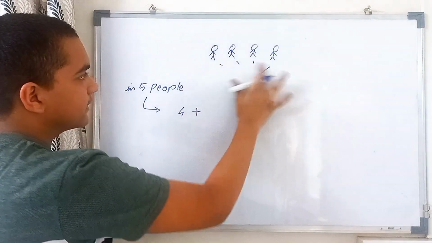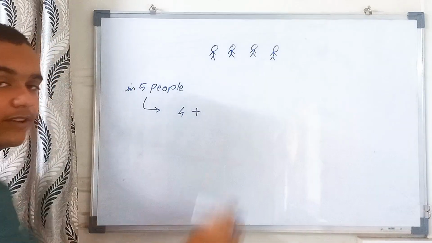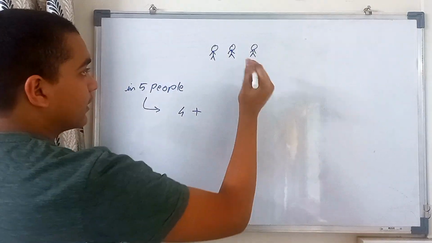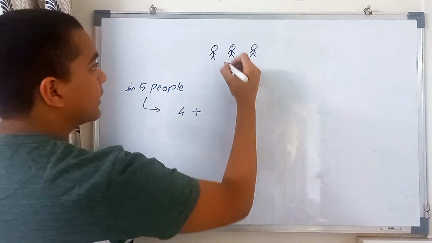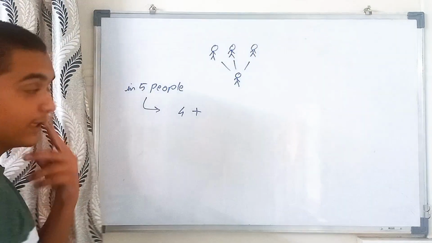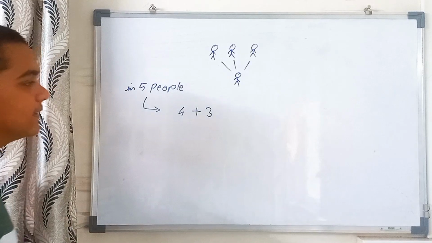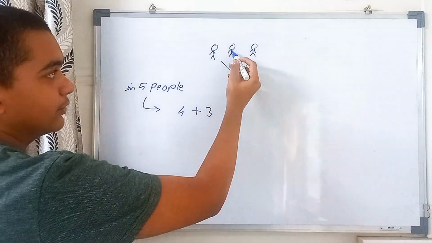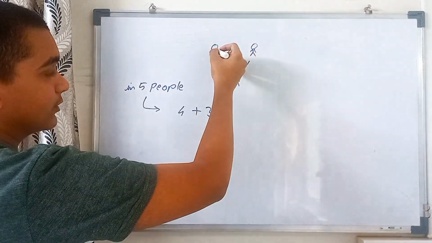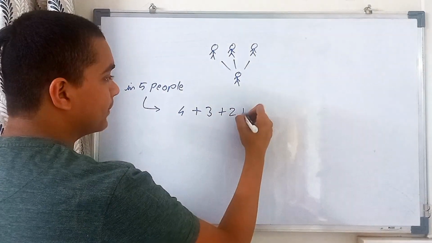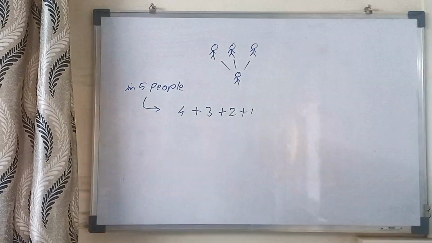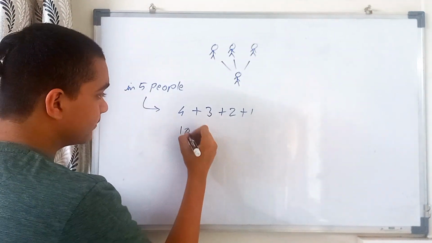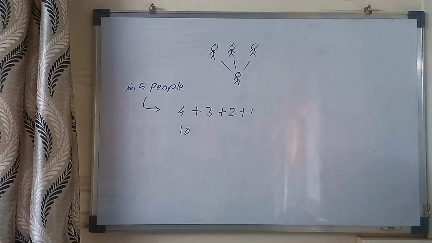So suppose this person goes away from the room because everyone has already shaken hands with him. This person comes ahead in the room and then shakes hands with everyone else. That's 3. And you can see that it reduces by 1 every single time. Then this person will come up and shake hands with these 2. Then this person will come up and shake hands with this one. So plus 2 plus 1. And if we add it, we will get 10 as the total.